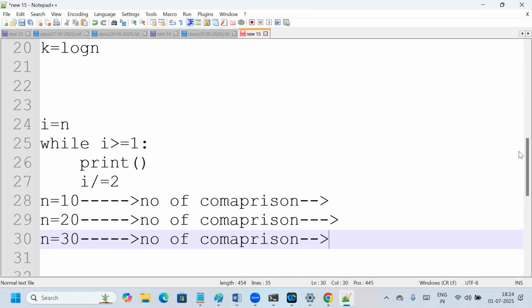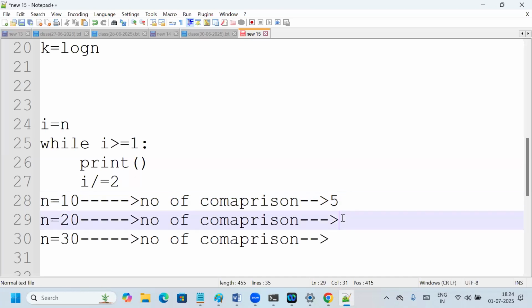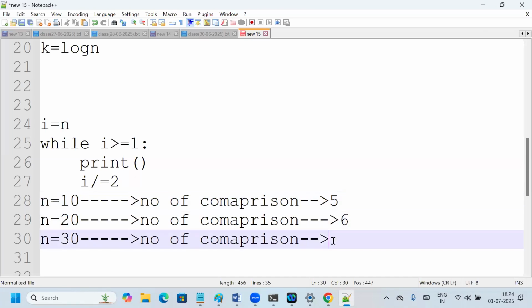n equals to 10. How many number of comparison will be there, guys? 5. First, guys, 10 will print, suppose. Then 10 is getting divided by 2, 5. Then 5 will print. 5 is getting divided by 2, 3. Again, it is getting divided by 2, 2. Then up to 1. How many comparison? Come on, you don't do calculation. Fine. What about in case of 20? How many comparison? In case of 30, how many comparison, guys?